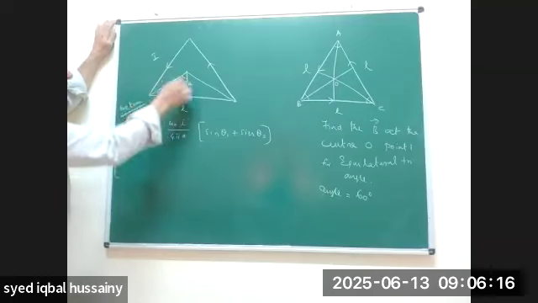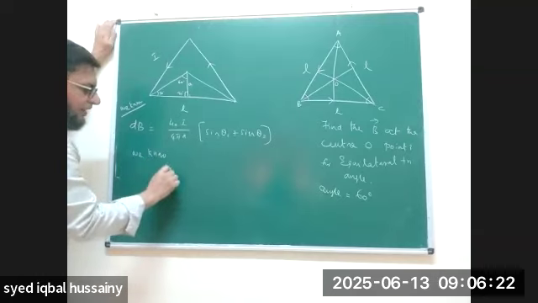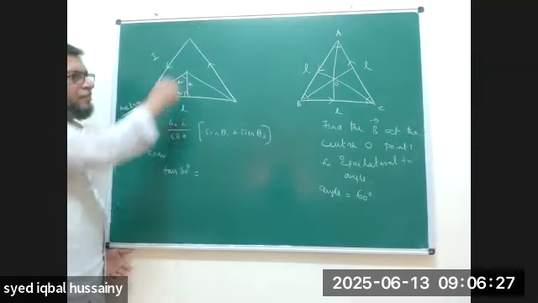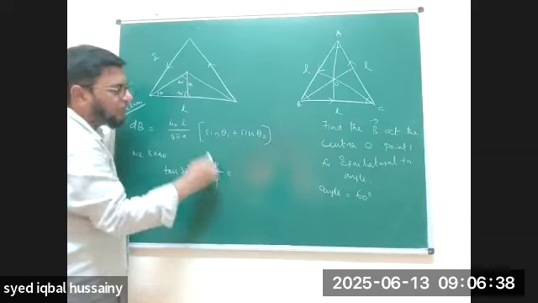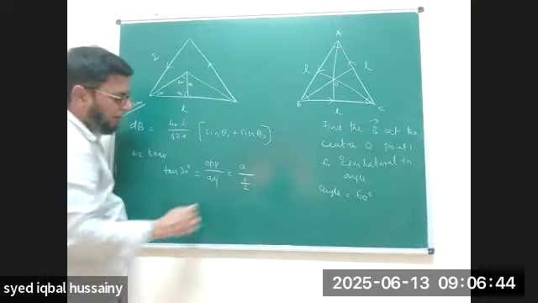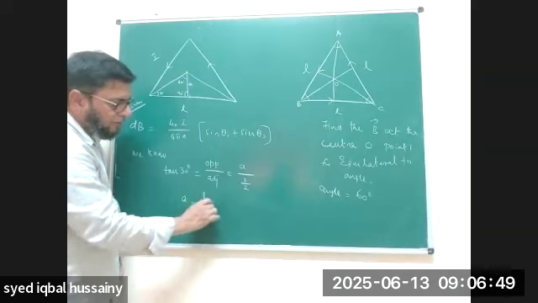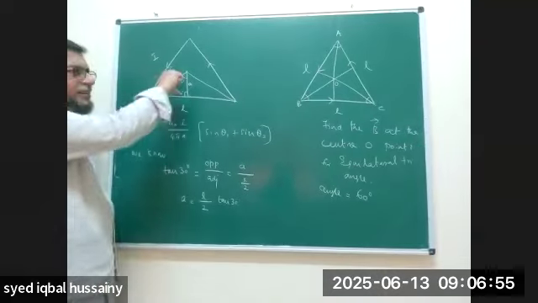Take tan theta, tan 30 degree. Tan is used in a triangle. What is the formula of tan? Opposite side by adjacent side. So opposite side is A, and adjacent side is L by 2. So tan 30 equals A by L by 2, therefore A equals L by 2 tan 30.